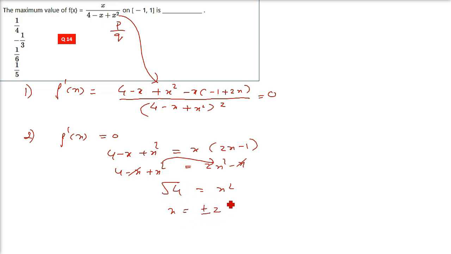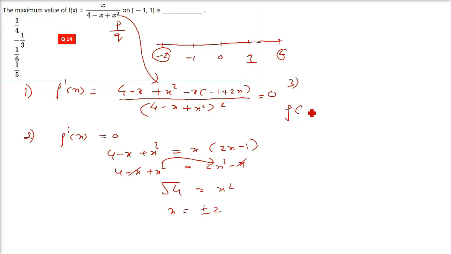So you have two values here, plus 2 and minus 2. But to our utter surprise, this interval is [-1, 1]. So x can only be between -1 and 1. So can you have a value x which is 2 and -2? No, it's not here. So 2 and -2 are not lying in [-1, 1]. So we are only left with the option of -1 and 1.